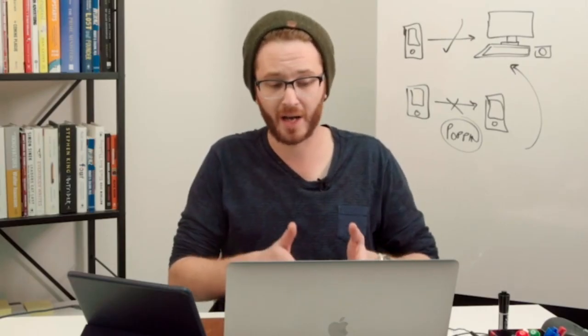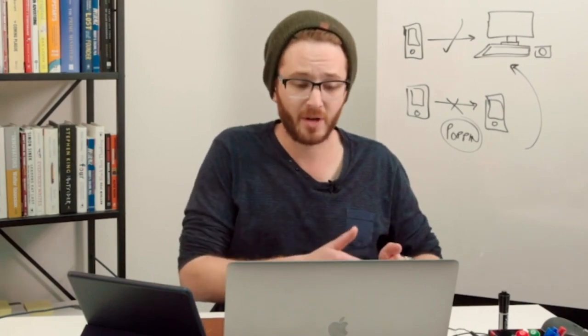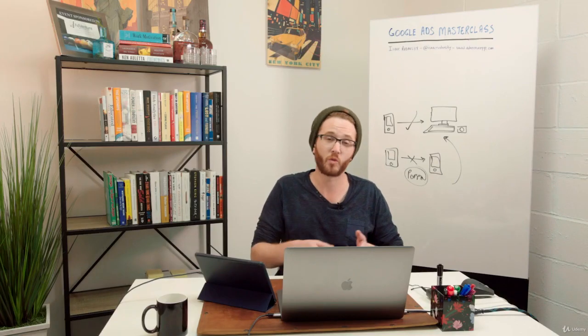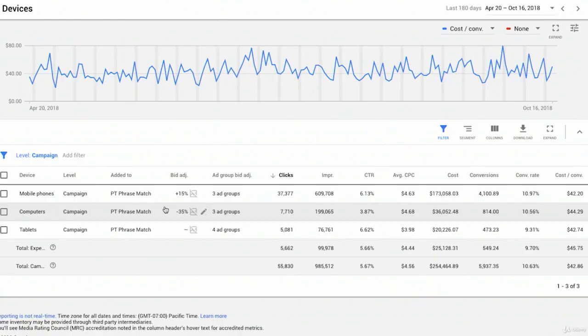We started off running on tablets, computers, and mobile phones without any bid adjustments, and then over time we saw that mobile phones were performing so much better and computers were a little bit more expensive and weren't performing as well, so we had to decrease our bids quite significantly on computers, increase them significantly on mobile phones, and you can see that reflected in the data here.